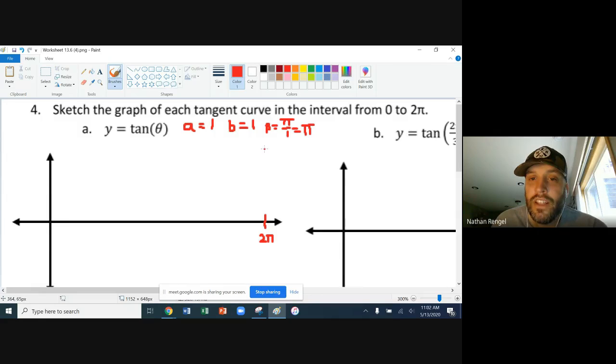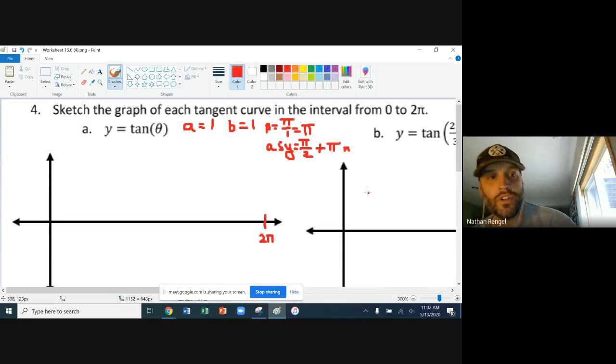And lastly, the other thing that we need to find with tangent is the asymptotes. So asymptotes are going to be at pi over 2b. So pi over 2 times 1, which is just going to be pi over 2. So asymptotes are at pi over 2 plus your period times n. And don't worry about if you go into this number 4b, because we're not going to be doing that one. So your asymptotes occur at pi over 2 and then at pi times n.